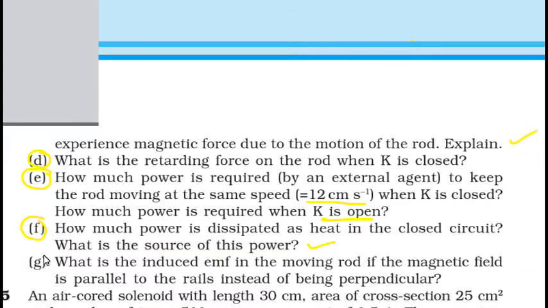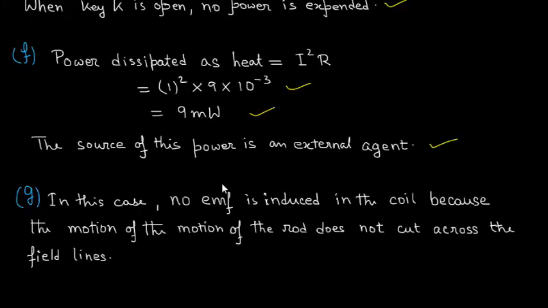Next question is G. What is the induced EMF in the moving rod if the magnetic field is parallel to the rail instead of being perpendicular? Let us see the solution. In this case, no EMF is induced because the motion of the rod does not cut across the field lines. Let us move to the next question.